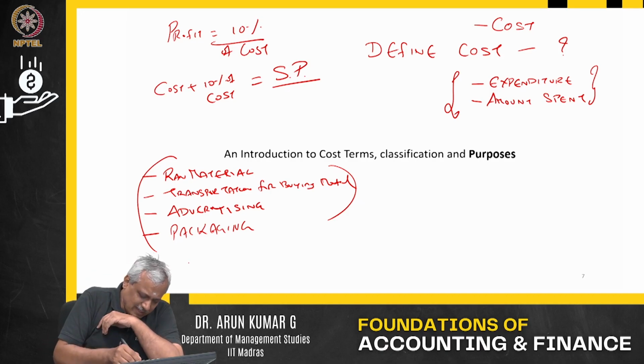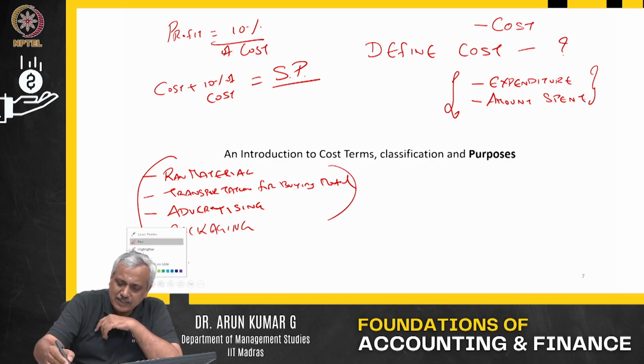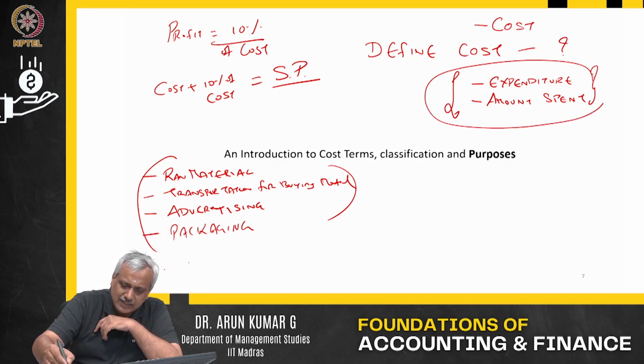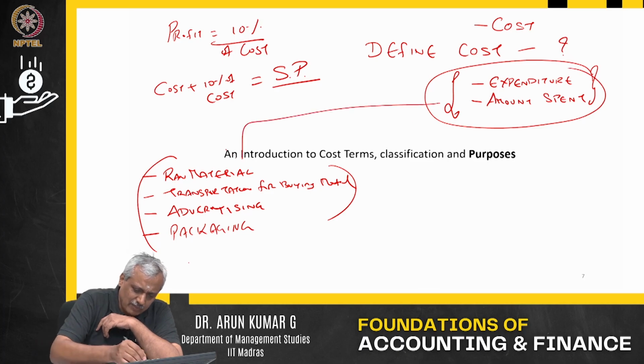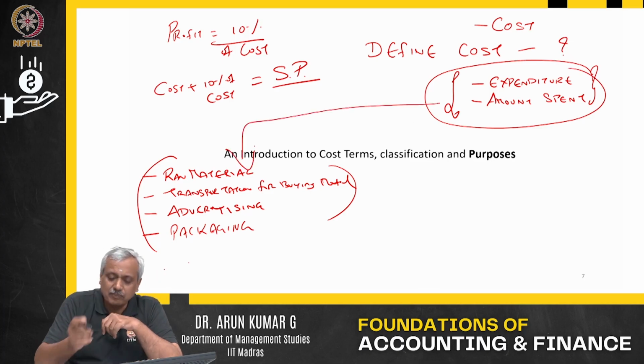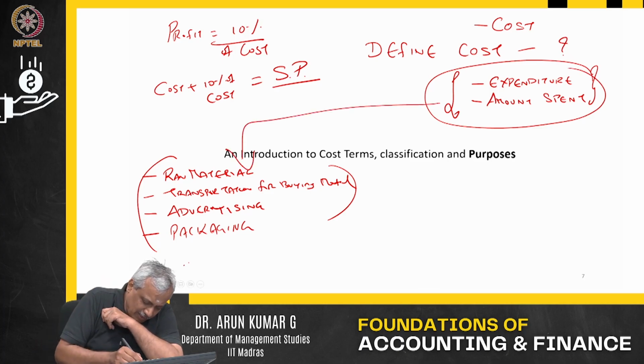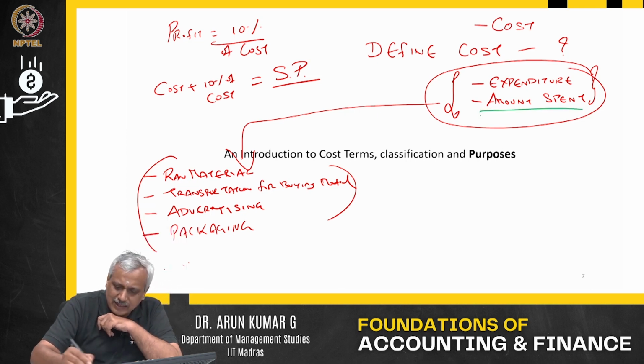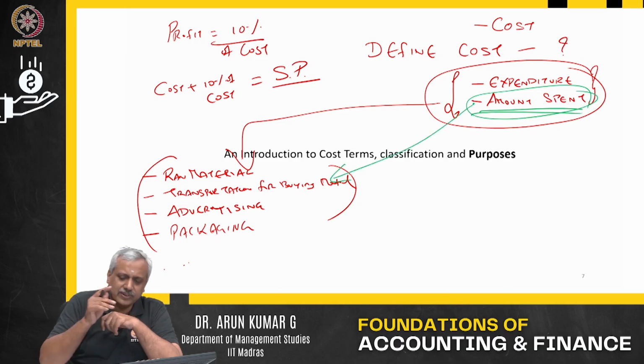When we say cost here, what he meant is basically whatever he said pertains to the amount spent. So, in this particular case it pertains to the amount spent. If I take the amount spent, that is all that is there.